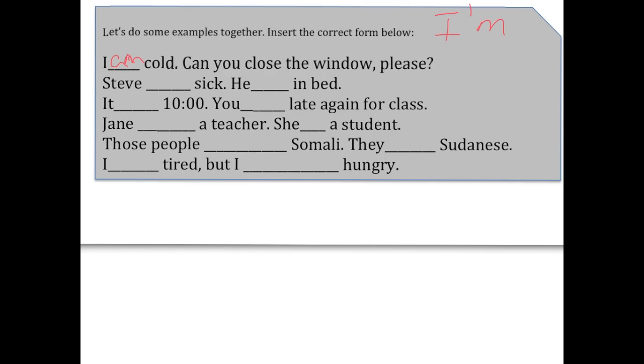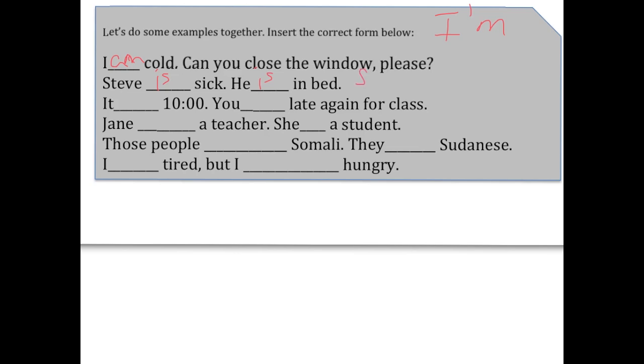Here's the next part. Steve blank sick. He blank in bed. We'll do this a little bit more together now. What is Steve? What subject is that? Is that I, you, he, she, it, we, or they? You should be thinking that Steve is a he. He is sick, and if it's a he, is in bed. Now, how can we make that smaller? Sure, there's two ways to write it, Mr. Conley. Let's do it right now.